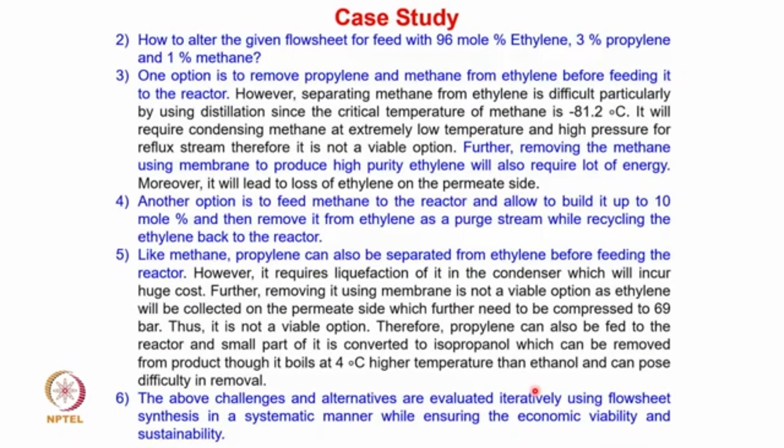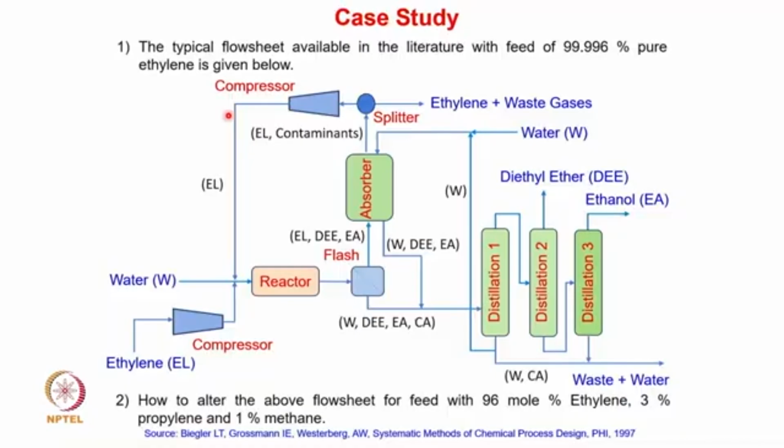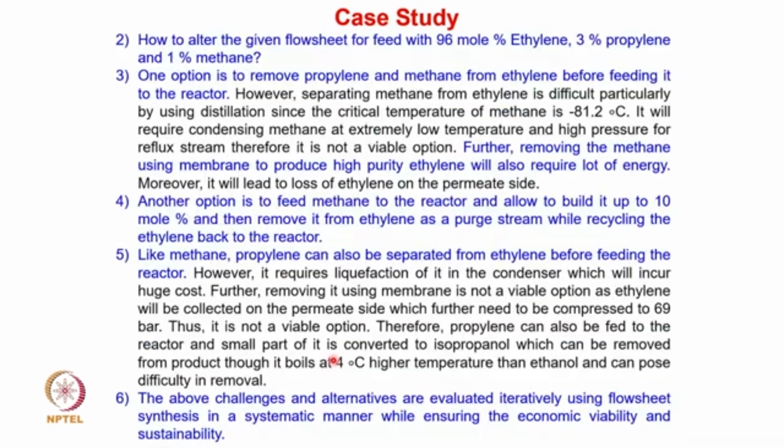So what are the different options or alternatives to do that? That is what we are going to look at in this slide. So the first option is either we can separate propylene and methane in the separator, and then the pure ethylene can be charged to the reactor, and the same flow sheet can be used for the production of the ethanol. So that is option one.